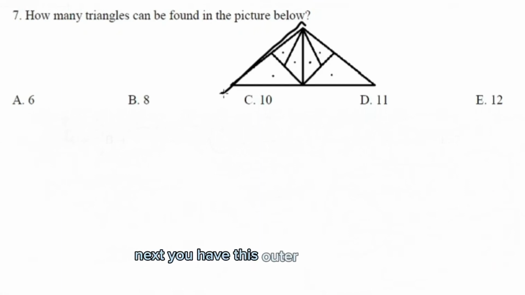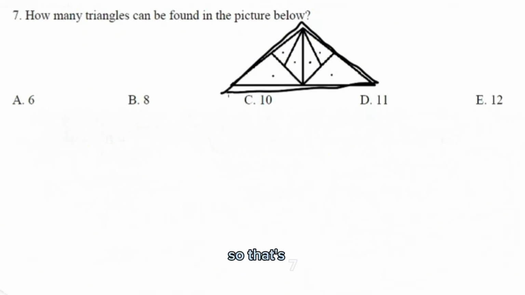Next, you have this outer main triangle. So that's 7. Then you have these two halves, which make 2 separate triangles. So that's 8, 9. Then you have these 2 triangles in the middle, because this makes a triangle, and this makes a triangle. So that's 10, 11, and that's your answer.